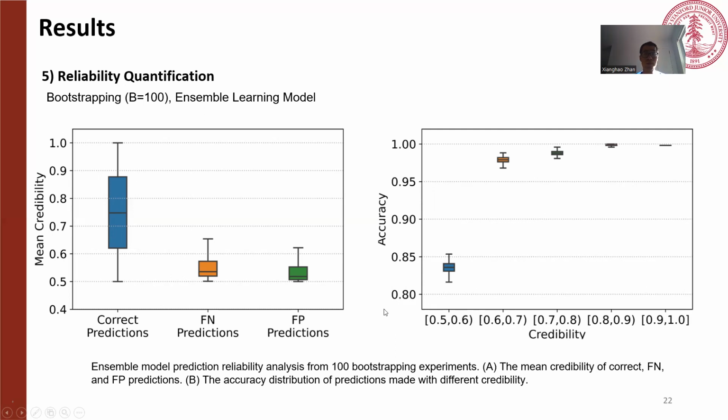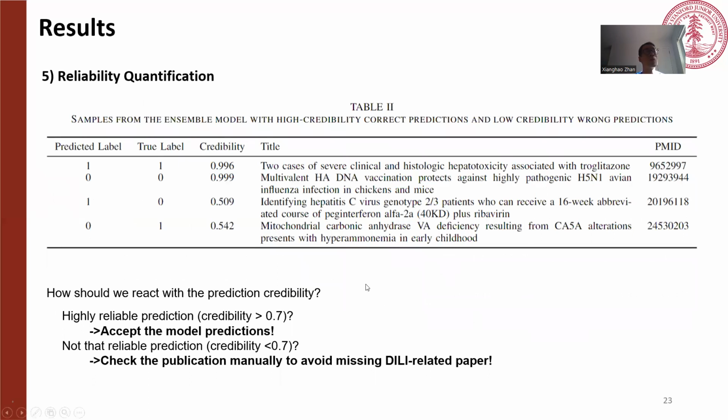And with this reliability quantification, we also performed some example analysis. Here we showed 4 example cases, and the first 2 are predicted correctly. So we can see that for these 2 correct predictions, the credibility is high. And for the 2 wrong predictions, the credibility is pretty low. For the first example, we could see that there comes the word hepatitis. But this title indicates that actually the paper may not be directly related to drug-induced liver injury, but the model may have detected the word hepatitis. So that means the model predicted a positive case, but the credibility is pretty low. So we can leverage the credibility information to indicate to the users, okay, these predictions may not be reliable enough. Maybe we need a double check.